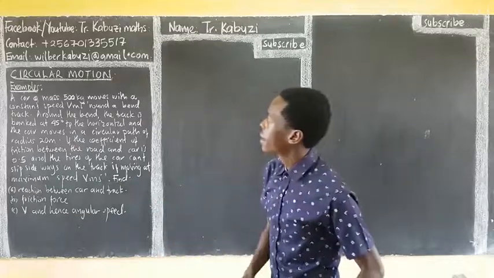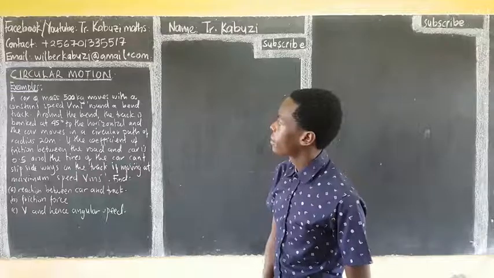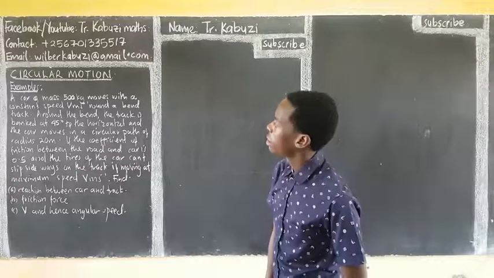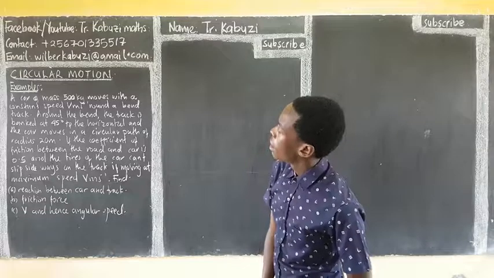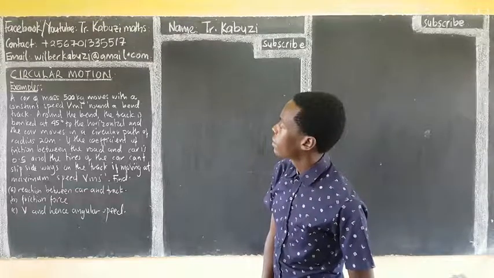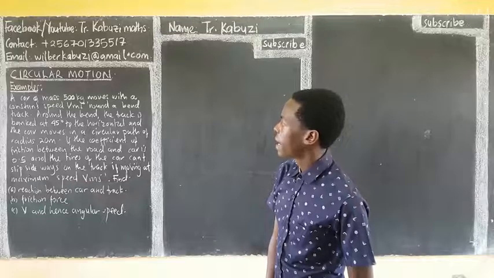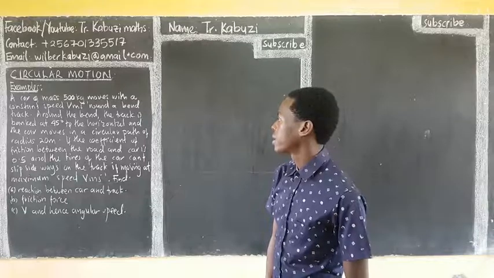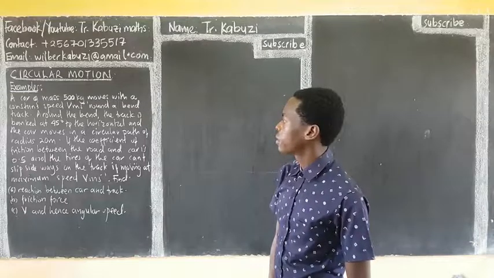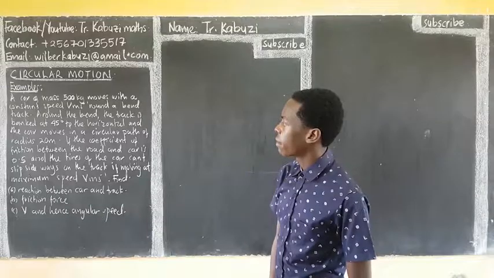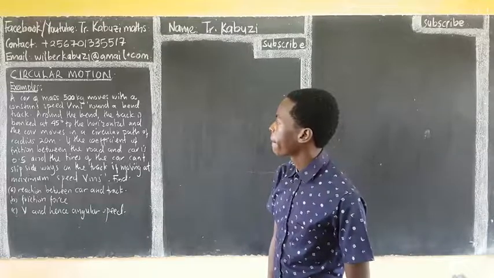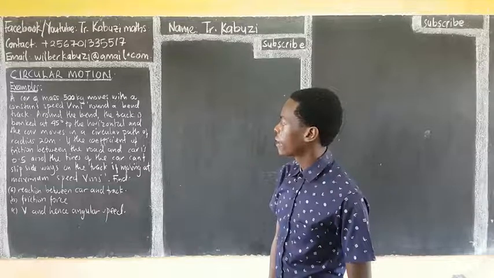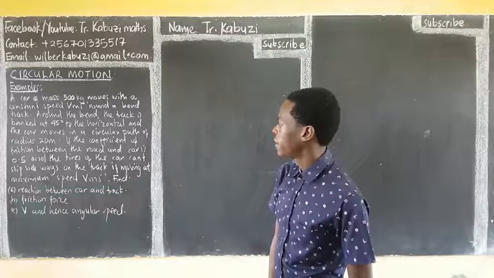So a car of mass 500 kilograms moves with a constant speed, v meters per second, round a bent track. Around the bend, the track is bent at 45 degrees to the horizontal and the car moves in a circular path of radius 20 meters. If the coefficient of friction between the road and our car is 0.5, and the tires of the car can't slip sideways on the track if moving at maximum speed of v meters per second.